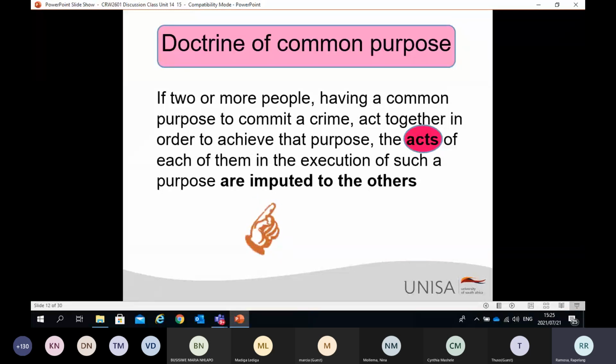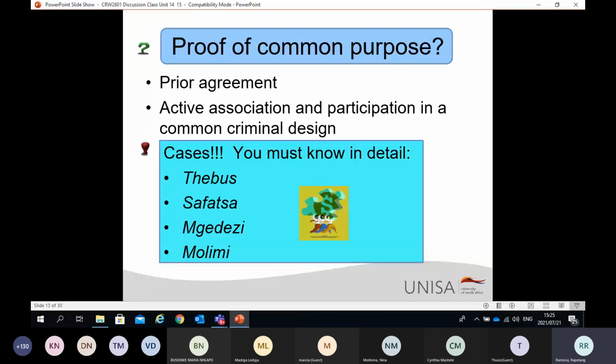Now, the definition of common purpose came from the famous case of State versus Safatsa. In the case of Safatsa, it's the case of the Sharpeville 6. A 1988 judgment whereby members of the crowd stoned and burned the deceased, who was a mayor of Lekoa Township in Sharpeville. However, it was not possible to determine which specific members of this crowd had participated directly in the killing, i.e., which one of them had causally contributed to the killing.